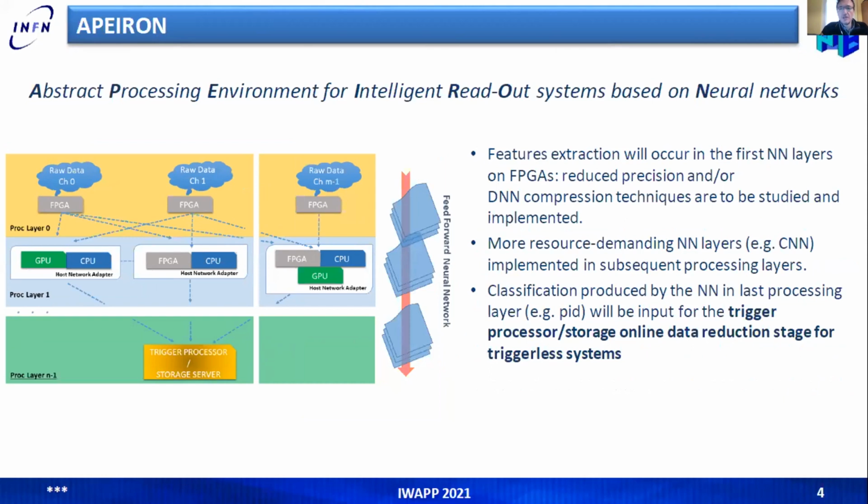So, starting from the FPGAs, usually at the edge of the detectors, in case of high energy physics, because of the high radiation environment. And in each layer, we want to extract the most important features so that we can perform a data reduction, an extraction of features that can be used in a trigger processor system, or otherwise an online data reduction for some new triggerless systems.